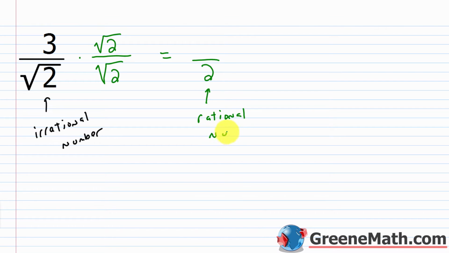It's a rational number. Henceforth, the term rationalizing the denominator. We're taking it from an irrational number and we're making it into a rational number. So again, that's rationalizing the denominator. That's where the term comes from. Then I just multiply 3 times square root of 2. Can't make that any simpler. I just write 3 times square root of 2.